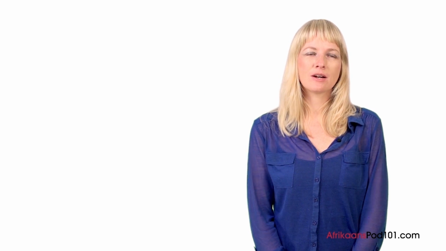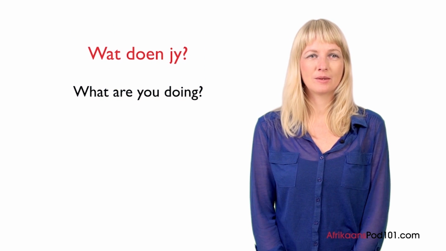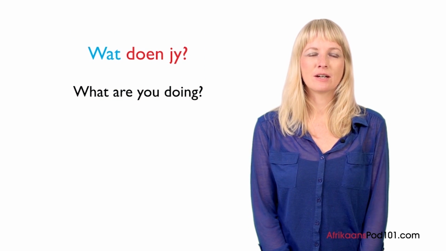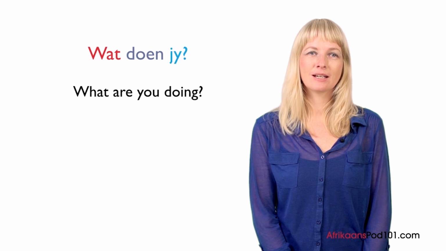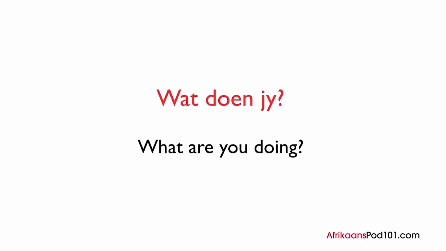So imagine you want to ask your friend, what are you doing? How will you do it? You will ask, wat doen jy? Wat doen jy? Let's break down this question. Wat is the question word what in Afrikaans. Next is doen, which is the verb to do. Finally, there is jy, which, as you know, means you. So altogether, it is wat doen jy?